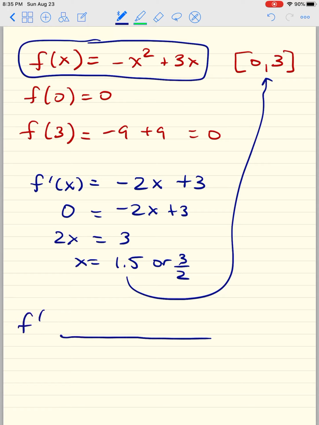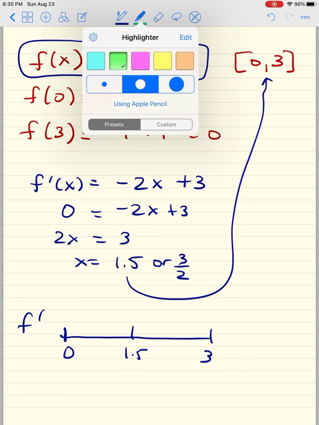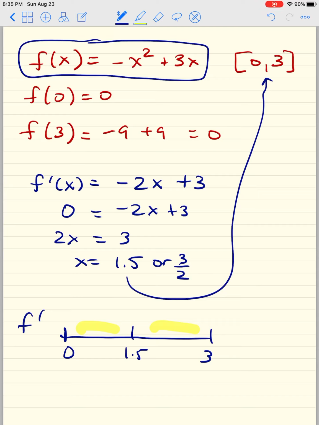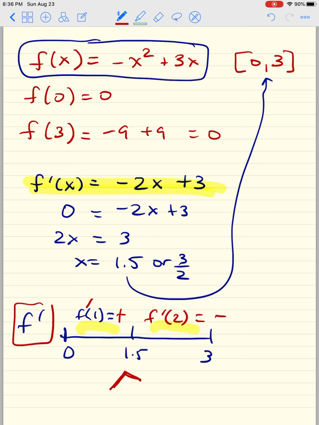So what does my number line look like? In other videos, it used to be from negative infinity to infinity, but now it's from 0 to 3. I'm going to put 1.5 in there. I'm going to pick a number here and here, so I'm going to pick 1 for this guy. Remember I have to go to my derivative, right? That's why it's so important to do this here. f prime of 1 is equal to negative 2 plus 3, so that's a positive. And what is f prime of 2? That's going to be a negative. So this is a max because it went up and down, right? And so 1.5 is a max.